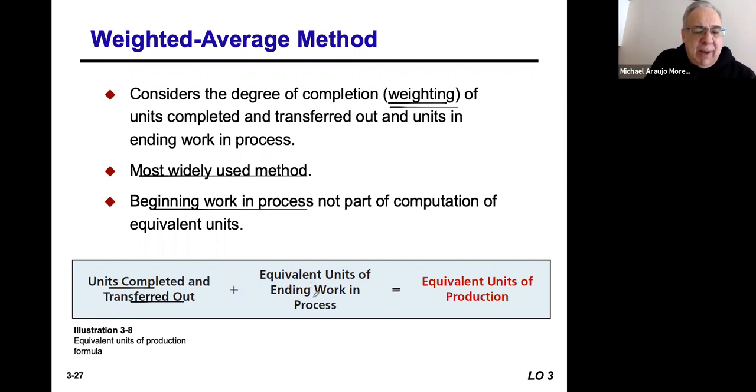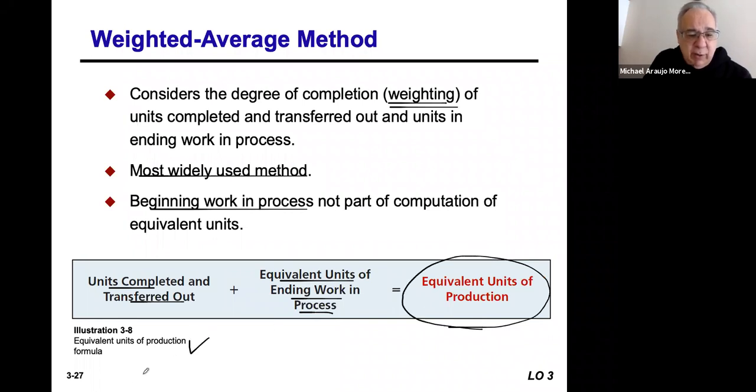However, what about the ones that are still in work in process? They're only partially done. So the book will tell you the percentage of those units that are done, and it might be as simple as 50%, 20%, 80% done. We calculate the equivalent units based on the ending work in process, and we simply add those two numbers together. That gives us the equivalent units of production. So this is an important illustration that you'll be using.